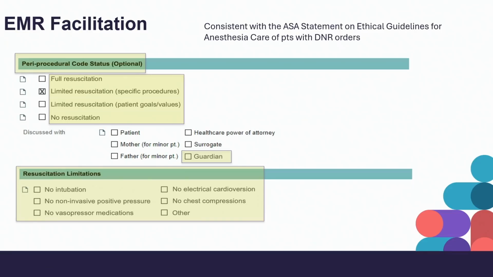We've implemented some EMR facilitation for this. So this is at the end of all of our preoperative notes for patients coming to the operating room that we need to fill out, talking about peri-procedural code status. It serves as a visual reminder for us to look at what the code status is for the patient and perhaps have that discussion with the patient. And if we choose limited resuscitation, we can say procedural versus goal-oriented discussion, who we talked to, and what our resuscitation limits are for that patient. Then we also have a free text area where we can document a further discussion.